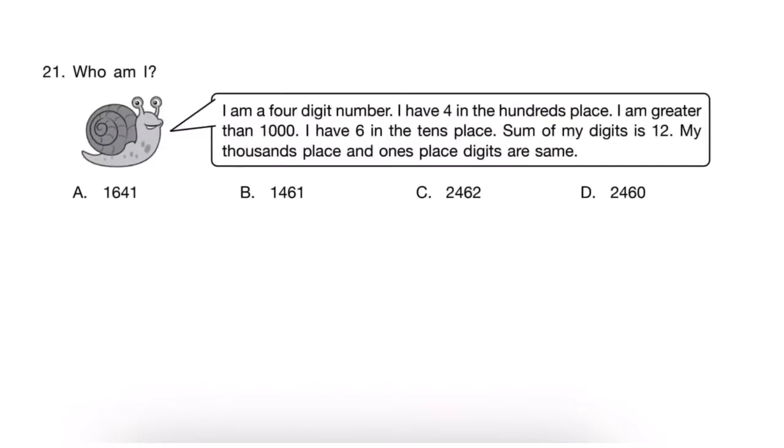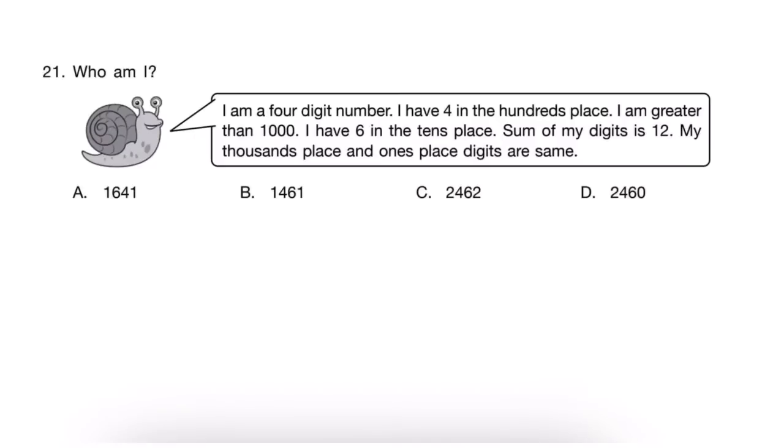Question 21. Who am I? I am a 4-digit number. I have 4 in the hundreds place. I am greater than 1000. I have 6 in the tens place. Sum of my digits is 12. My thousands place and ones place digits are same.